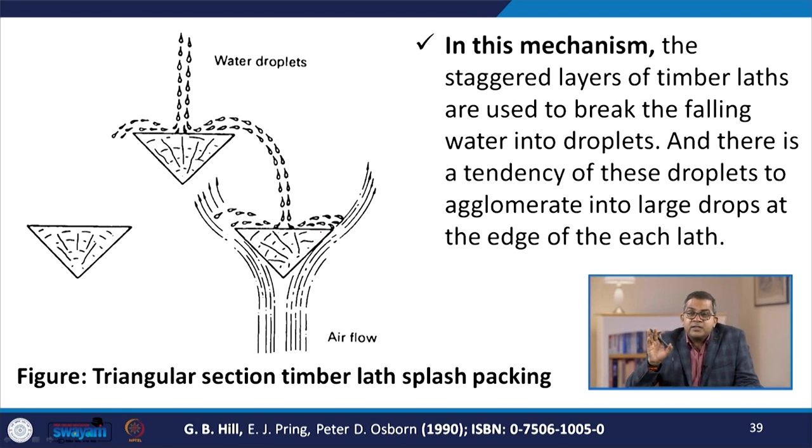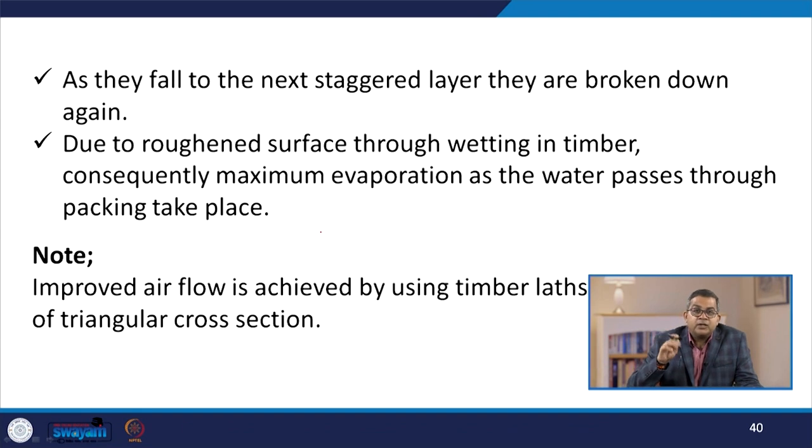and there is a tendency of these droplets to agglomerate into a large drop at the edge of each lathe. As they fall to the next staggered layer, they are broken down again. Due to the roughened surface and the wetting of timber, maximum evaporation takes place as the water passes through the packing. Improved airflow is achieved by using timber lathes of triangular cross section.